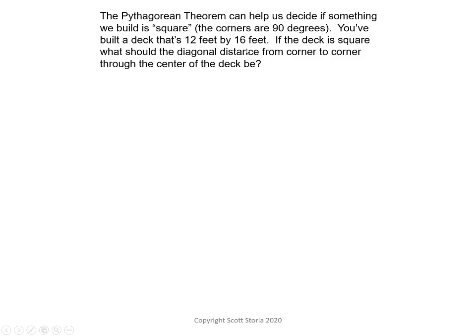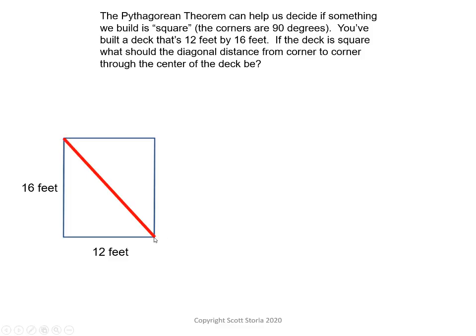We've built a deck, and it's 12 by 16. And what we're going to do is, once we've built this deck, it's 16 feet and 12 feet, we'd like to know are these 90-degree angles. And so we're going to measure from one corner across through the middle to the other corner. Now here's the question. If these are actually 90-degree angles and you have a right triangle, what should the length of this be? See if you can figure it out.